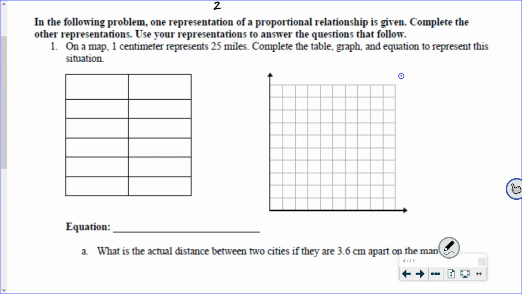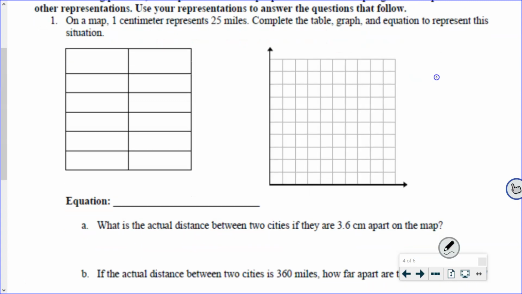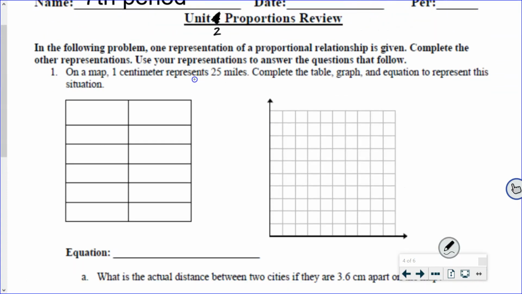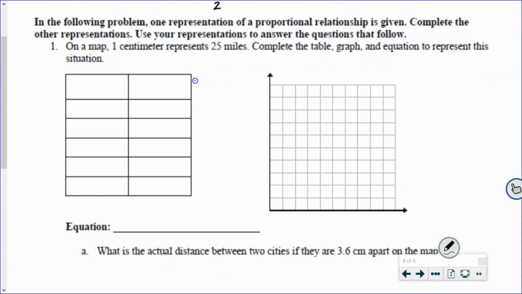For this first problem, you even get the advantage of working with your table to do that. I'll read it to you, and then I expect you to get started. It says, in the following problem, one representation of a proportional relationship is given. Complete the other representations, and then use those representations to answer the questions that follow.